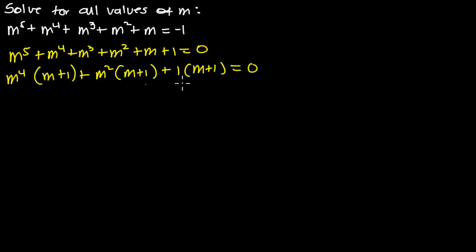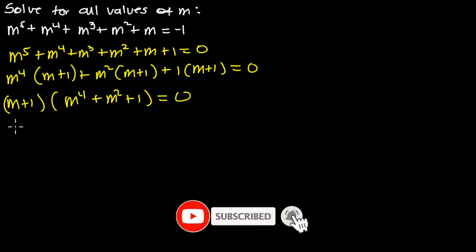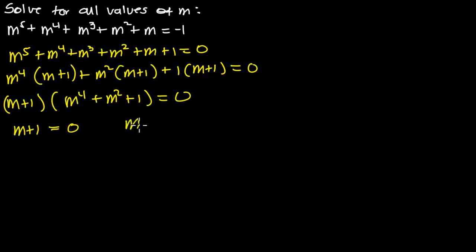And from each of the terms, we have m plus 1 in common. So I'm going to factorize m plus 1 out, leaving m to the power 4 plus m squared plus 1 is equal to 0. Over here, we have two factors. So it's either the first factor is equal to 0 or the second factor is equal to 0, or both of them are equal to 0. And so we have m plus 1 is equal to 0, or m to the power 4 plus m squared plus 1 is equal to 0.